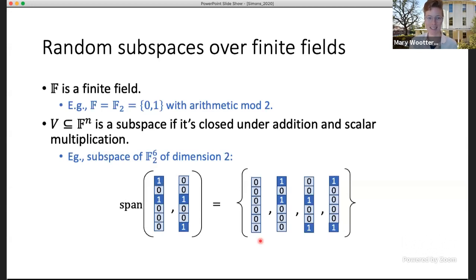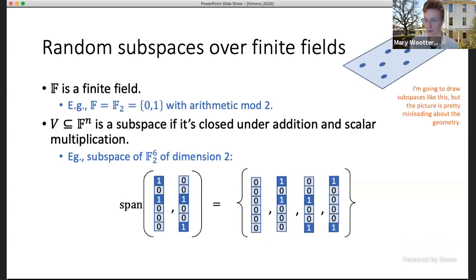Okay, so one reason that I'm being so pedantic about what I mean by a random subspace is that for the rest of this talk, I'm going to draw subspaces over a finite field by this cartoon here. The points are meant to indicate that it's some kind of discrete finite set, and the little picture of a plane in R3 is meant to indicate that there's some type of linear structure. That's what this cartoon means, but it is extremely misleading about the geometry.